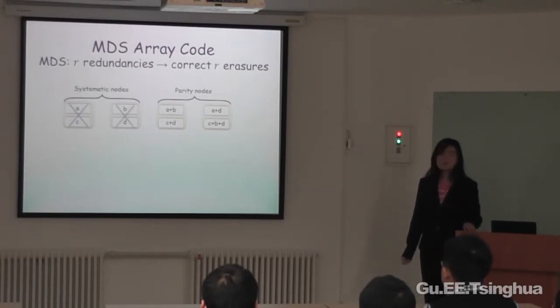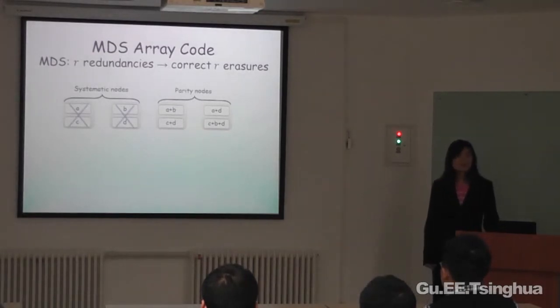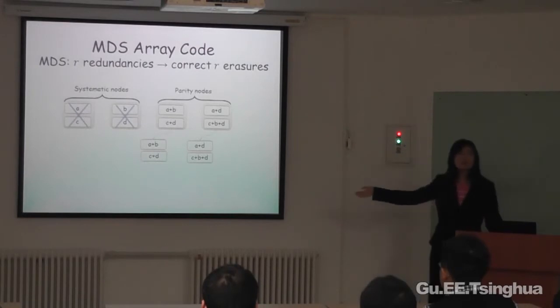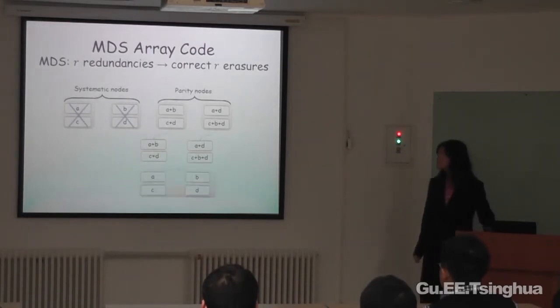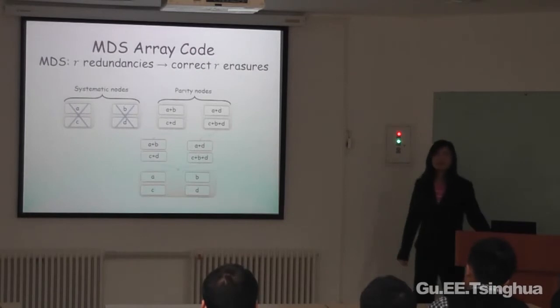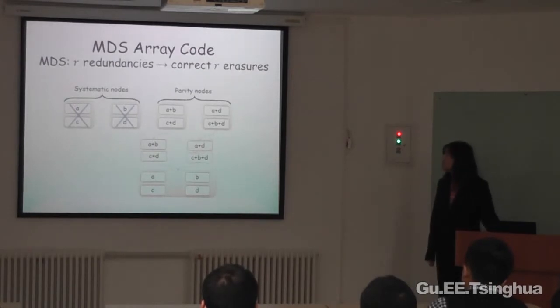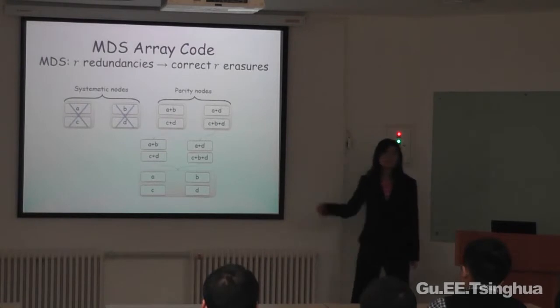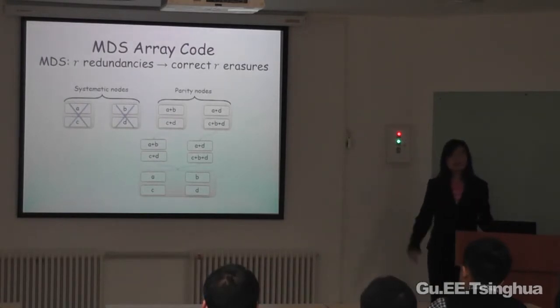So here is an example. Suppose that I lose the first 2 nodes. What can I do? I read and also transmit all of the remaining elements. And then I claim that I can recover the information. This is because from C plus B and C plus B plus D, I can recover D. And then from D, I can recover A, and from A, I can recover B, and so on. So then you can recover everything.